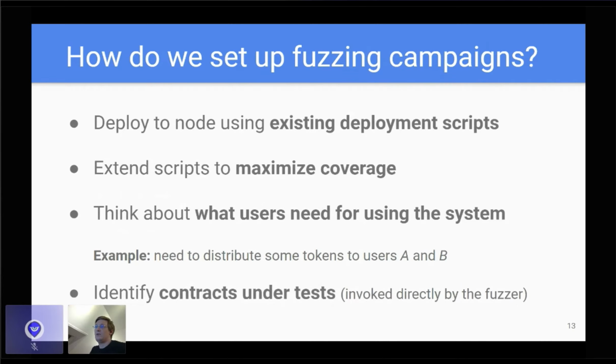Another thing is that you might want to identify which contracts are sort of under test, which ones are the contracts that you care about most. And those will be the ones that the fuzzer directly invokes during the fuzzing campaign.